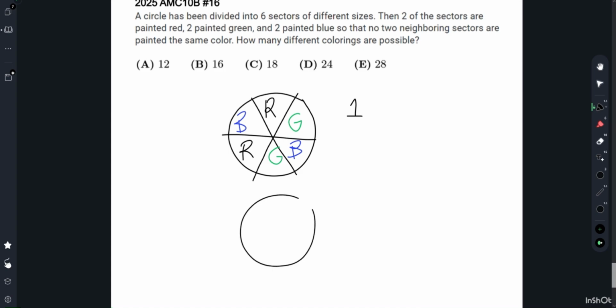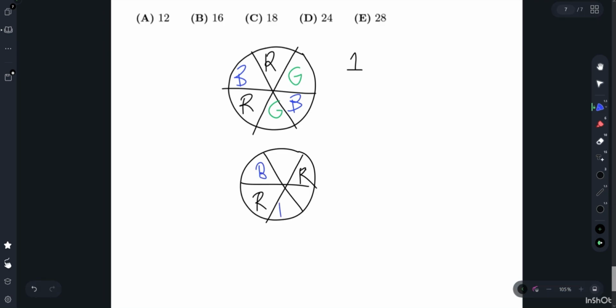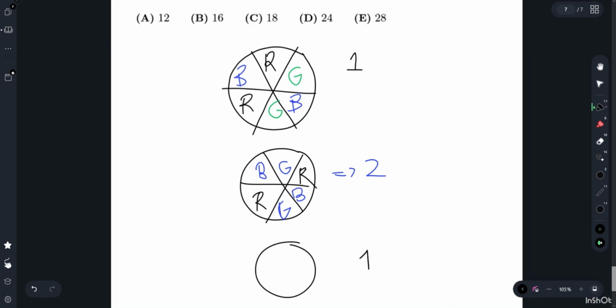Now let's take a look at case 2. Let R be here and let the other R be here. Now we can either have blue, blue, green, green, or you can have green, green, blue, blue. So there's 2 ways for that. And by symmetry, the next case is also 1, because this is just the same thing. So in total, we have 4 cases.